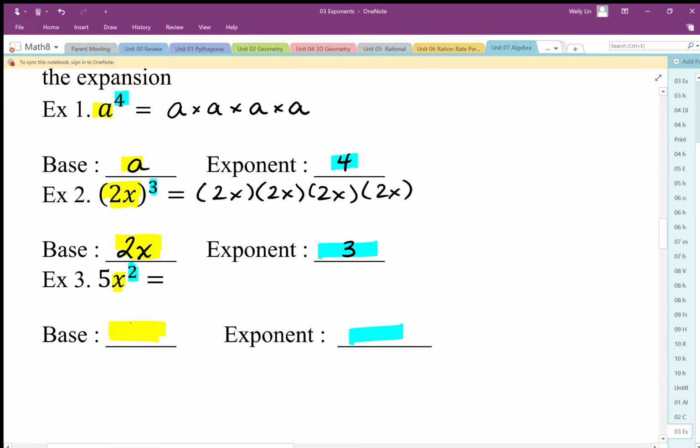Let me just write this down. So not 5x, but just x. Our exponent is 2, so to rewrite this, we write the multiplication, and then we expand the exponent part. We do not do 5x times 5x. The 5 is a multiplier. This exponent represents something different.